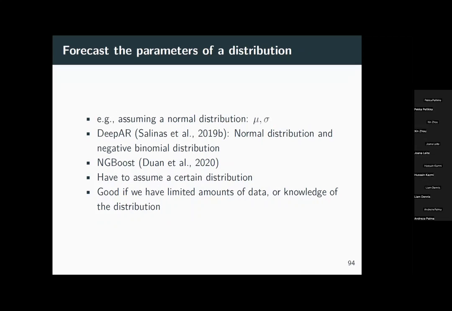Forecasting the parameters of a distribution. You could assume a normal distribution, and then you just forecast mu and sigma of this. That's actually what DeepAR does. DeepAR has a normal distribution and a negative binomial distribution. There's also the NGBoost method, a gradient boosted tree that does that. It was quite hyped in 2020 when it came out, but I've not seen it used a lot. I think it's quite slow, apparently. The drawback is you have to assume a certain distribution, which is good if you have a limited amount of data and knowledge of your distribution. But if you have a lot of data, maybe you want to just learn this distribution from the data.